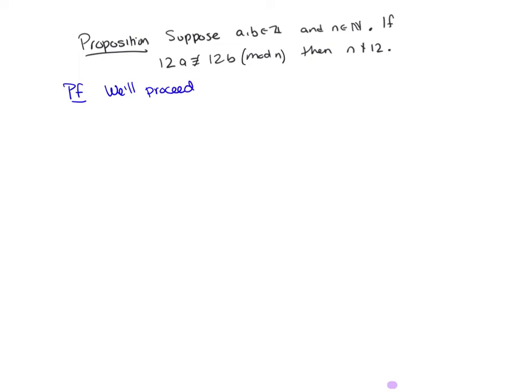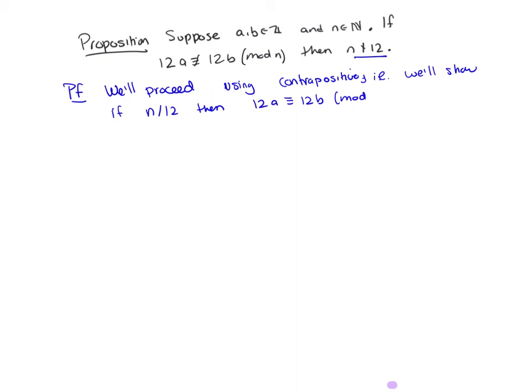Sorry, I think I said contradiction. I want contrapositive instead. So we'll proceed using the contrapositive. You can write the contrapositive if you want, but you don't have to. I'm going to go ahead and write it in this case. That is, we'll show if the negation of q, n divides 12, then 12a is congruent to 12b mod n. That's what I want to show here.